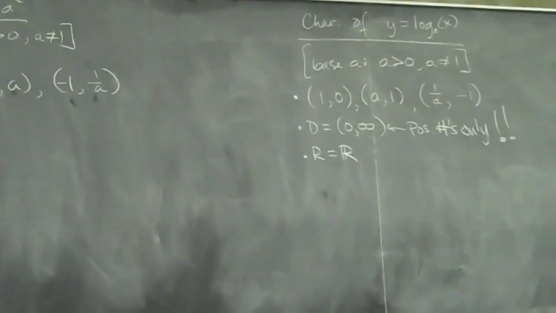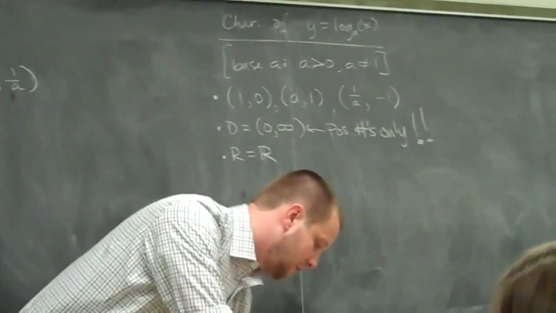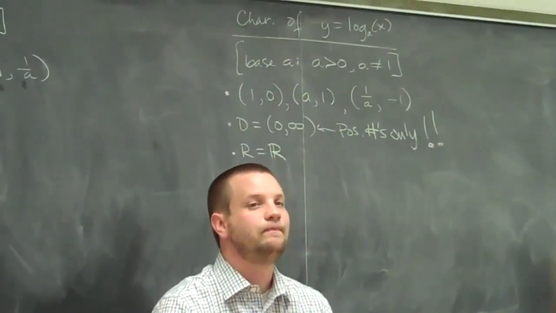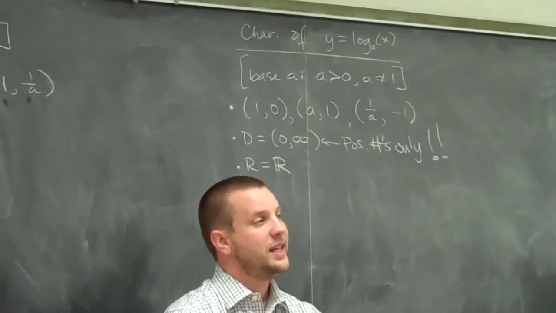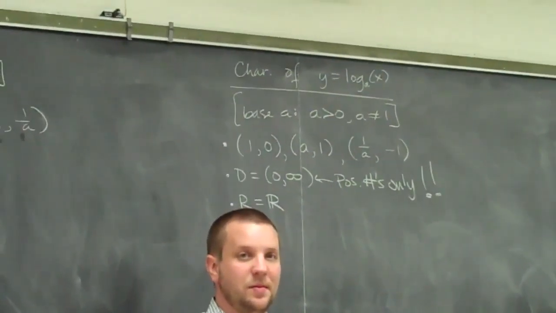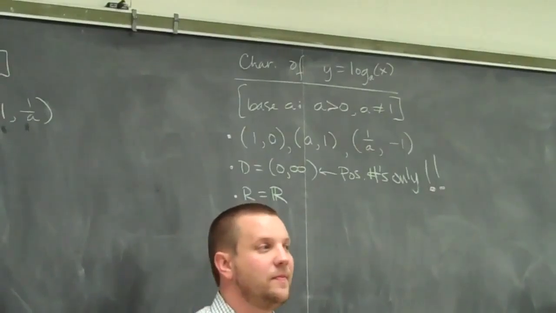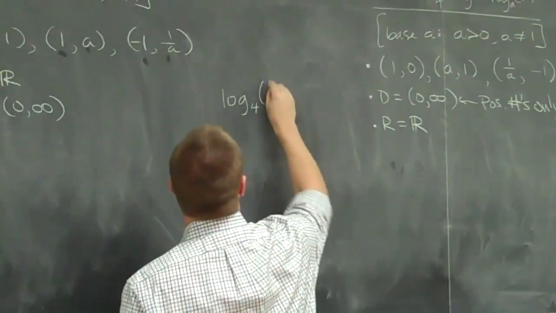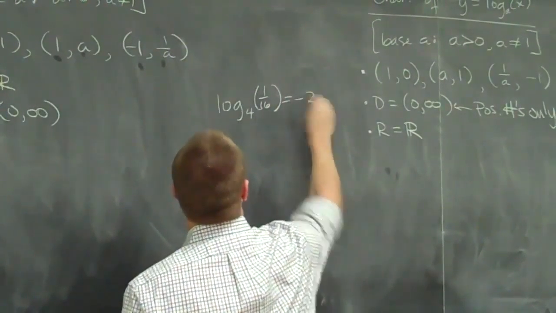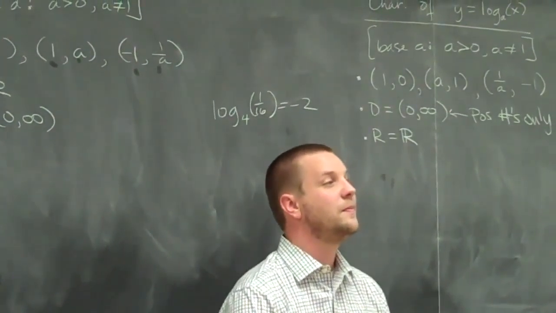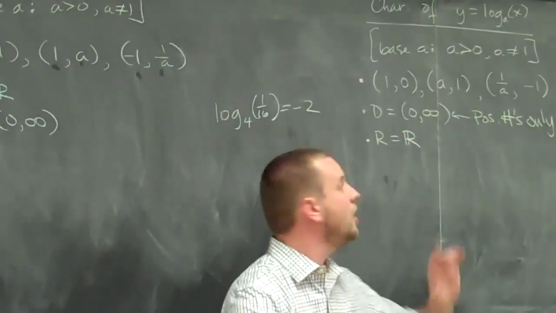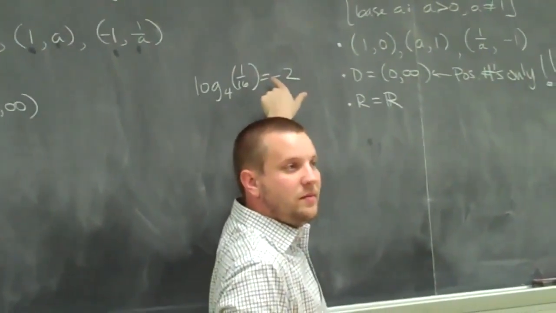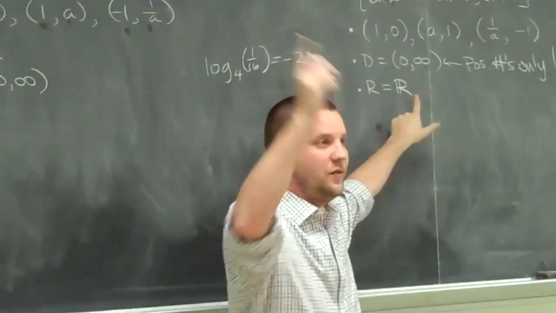Okay. Now, here is one thing that's going to bother some of you. It's going to confuse you. Can I take the log of a negative number? But can the log be a negative number? Is it possible for me to say that the log base 4 of 1/16 equals -2? Is that legal? My log can equal a negative number. I just can't plug a negative number into the log. The range is all real numbers, positive or negative.